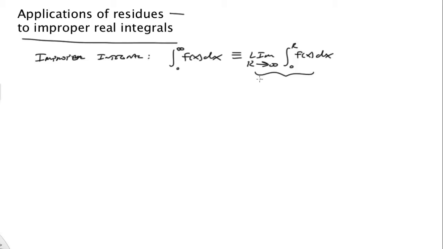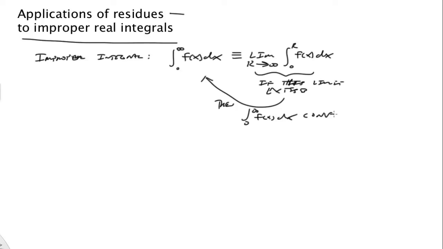So what we say is if this limit exists, then what we say is this integral converges. Okay, so for this to converge, this limit has to exist.